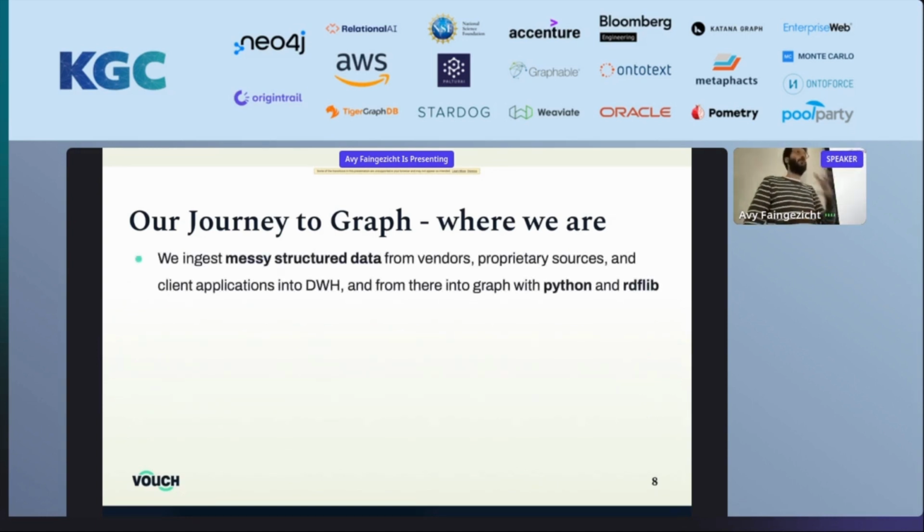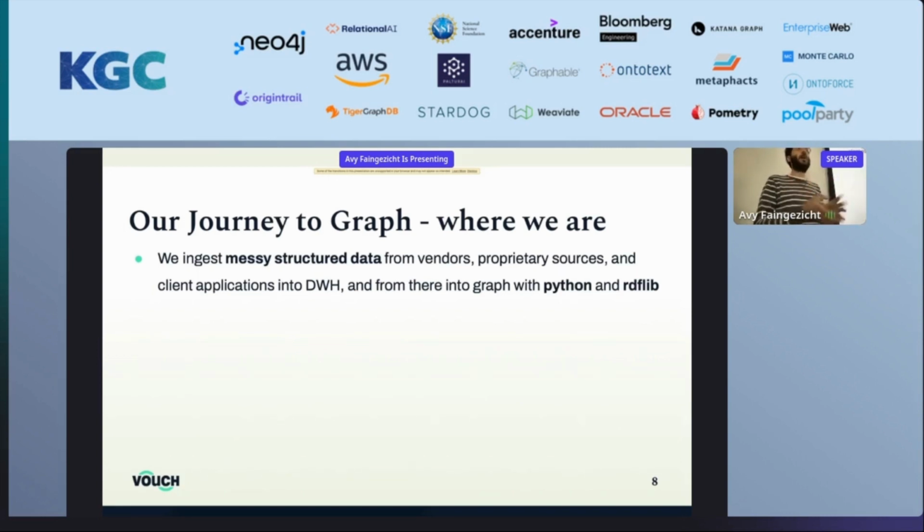So some of the problem set that we get: we are ingesting messy structured data from a variety of different places. Vendors that we buy data from, some proprietary sources, and also client applications for people who apply for insurance with Vouch. And so we get that data into the graph.